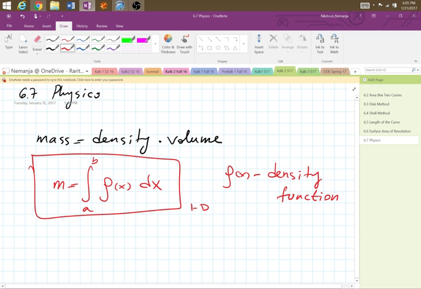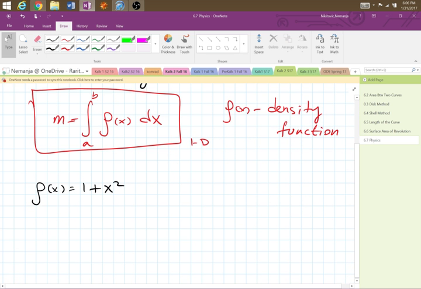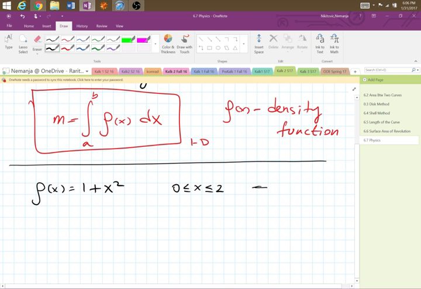So now, they say a mass from a variable density: a thin 2-meter bar, represented by the interval 0 to 2, because it's 2 meters, is made of an alloy whose density, in kilograms per meter, is given by the density function rho equals 1 plus x squared. So this is what we have. We're working on an example, and that's happening on the interval 0 to 2. That means it's 2 meters long.